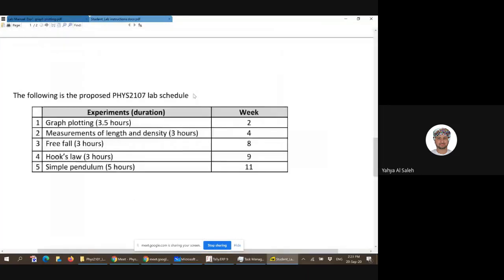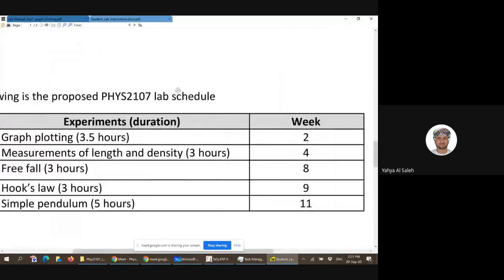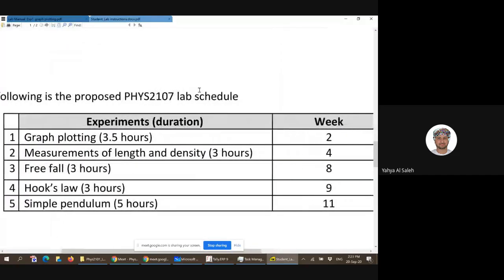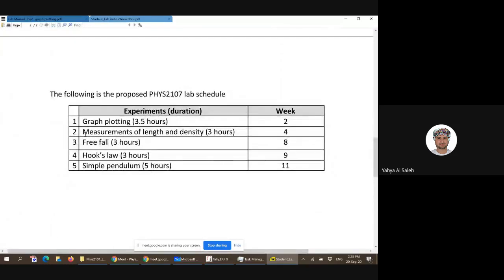Now, these are the experiments we will be doing. Today, we're going to be looking at graph plotting and significant figures. In a couple of weeks' time, we'll be looking at measurements of length and density. Week 8, we'll look at free fall. Week 9, we'll look at Hooke's law.